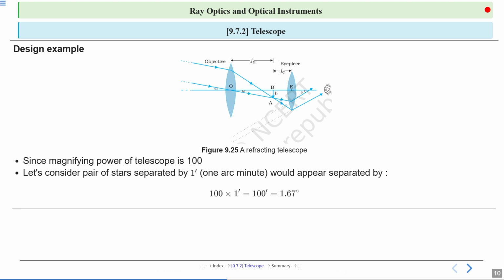Okay, so actually these stars, when we view them with the naked eye, are separated by 1 arc minute. But when we see them using a telescope whose magnifying power is 100, they appear to be separated by 1.67 degrees, meaning 100 times the 1 arc minute. So that is actually the function of the telescope, that it can resolve two distant objects into separate entities. Okay, so now the design consideration, its performance characteristics.